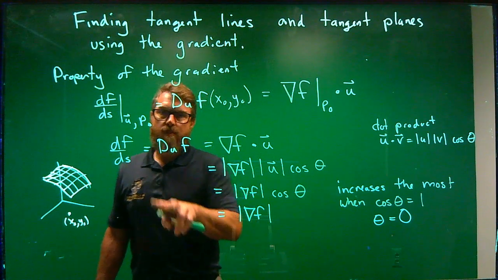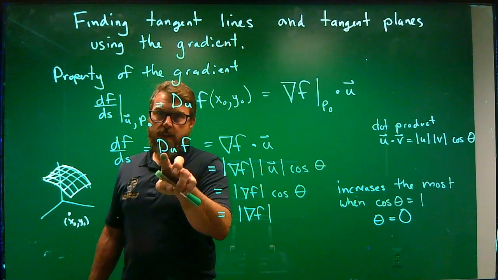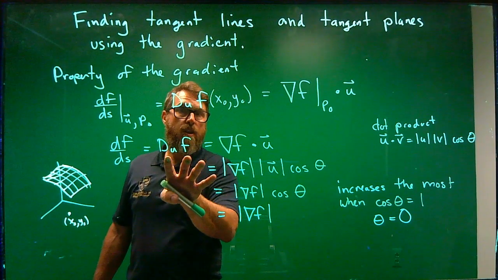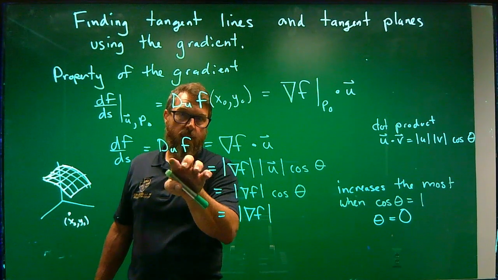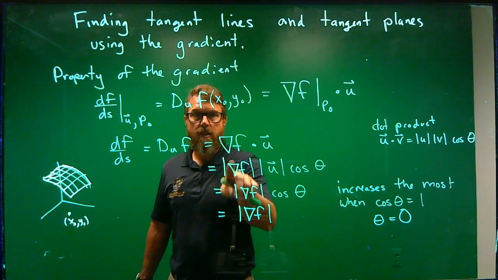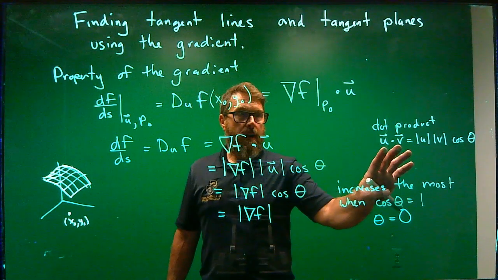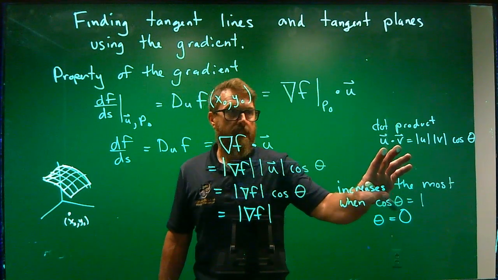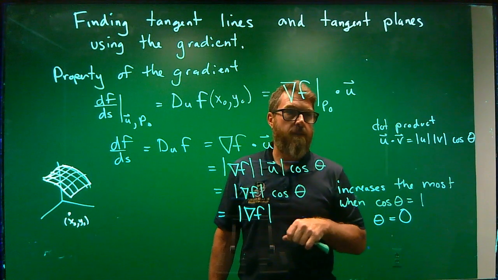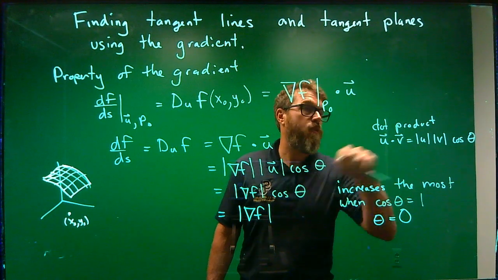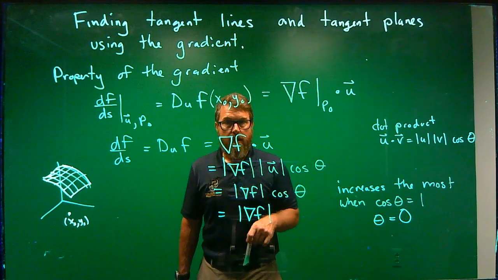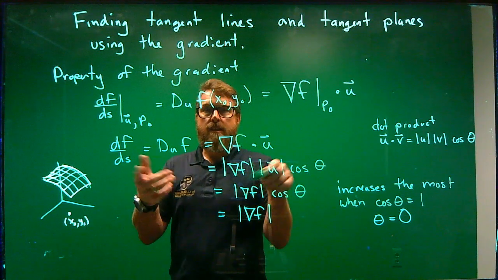So we'll just say that df ds is just the directional derivative of f in the direction of u. And we know that this is going to be the gradient dot u. There's a property of dot products that u dot v is equal to the magnitude of u times the magnitude of v times the cosine of theta, which is the angle between them. So really what I'm trying to find is, when does this become a maximum?